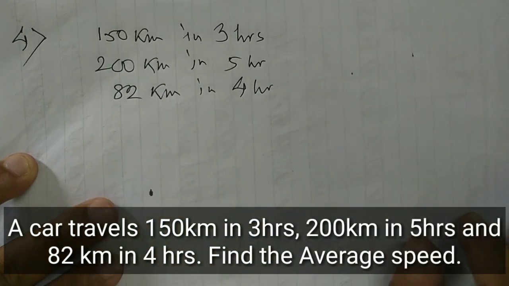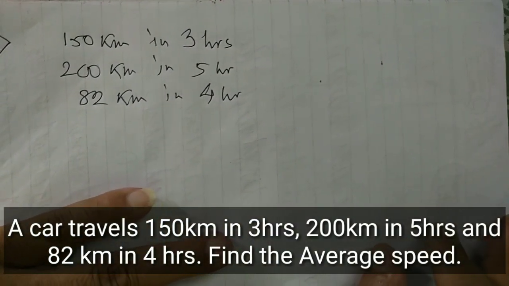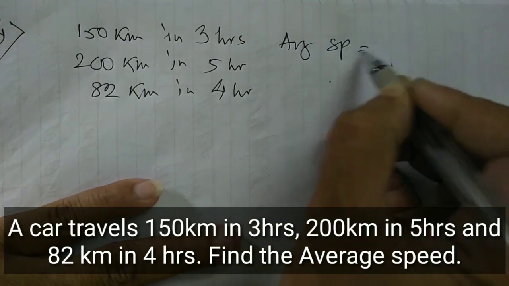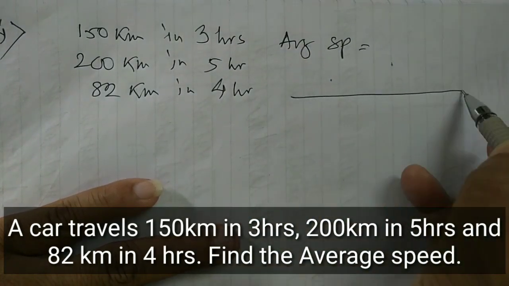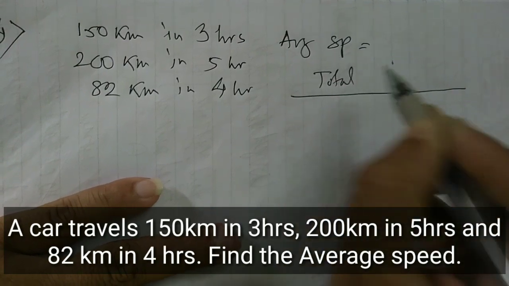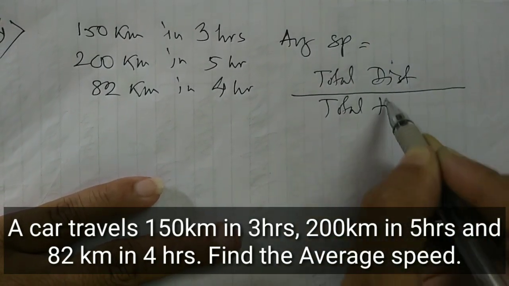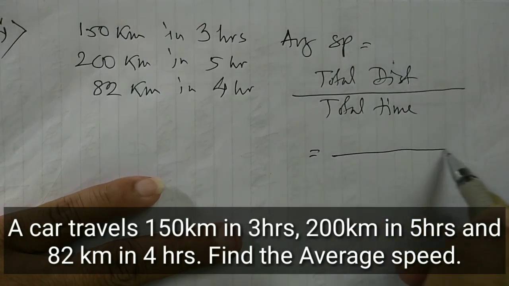For average speed we have a formula. See, what is that formula? Average speed equal to total distance by total time. Yes, simple formula, total distance by total time.